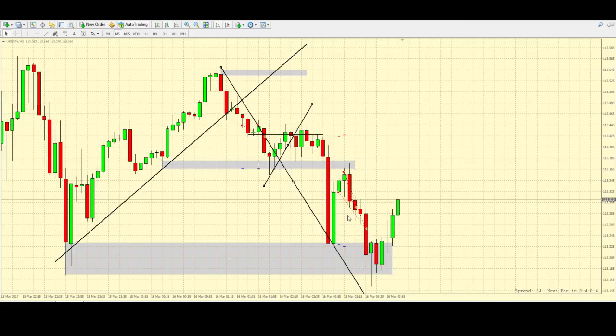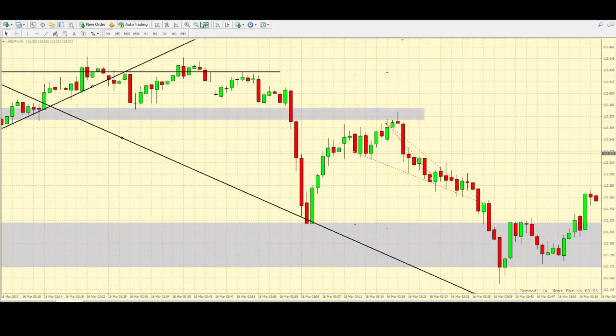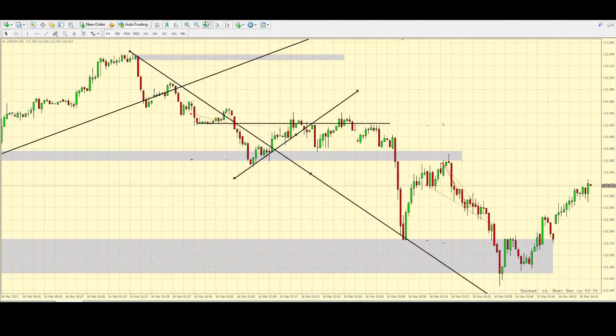As far as entries go, the first entry I did was a buy, right? And obviously it failed horribly, got stopped out right below this candle. So then I decided to reevaluate and look at what else is happening with this.